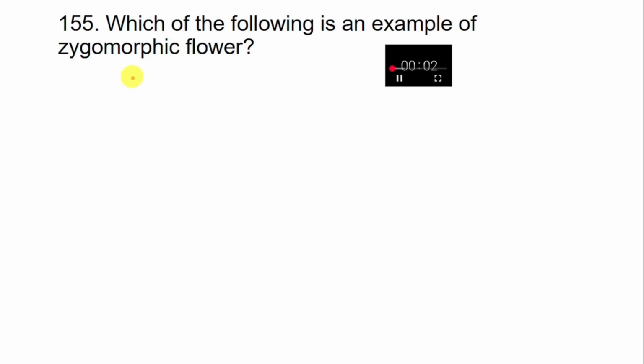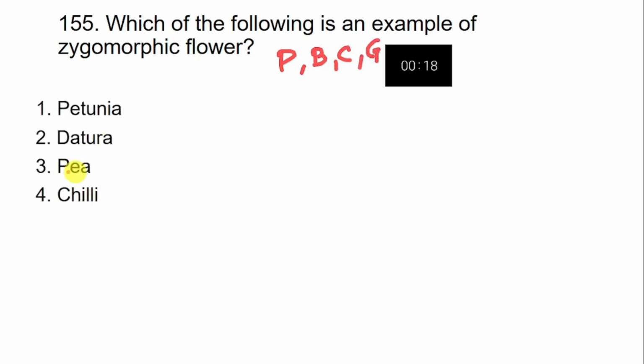Next one. Which of the following is an example of a zygomorphic flower? Everybody has memorized this: pea, bean, cassia and gulmohar. Any one of them will be asked here. So P is asked here, and option number 3 is the right answer.